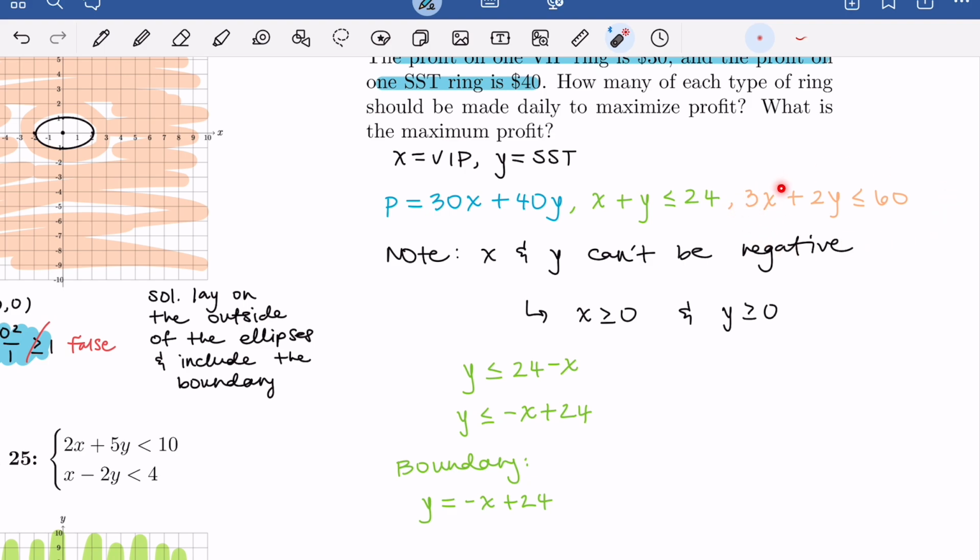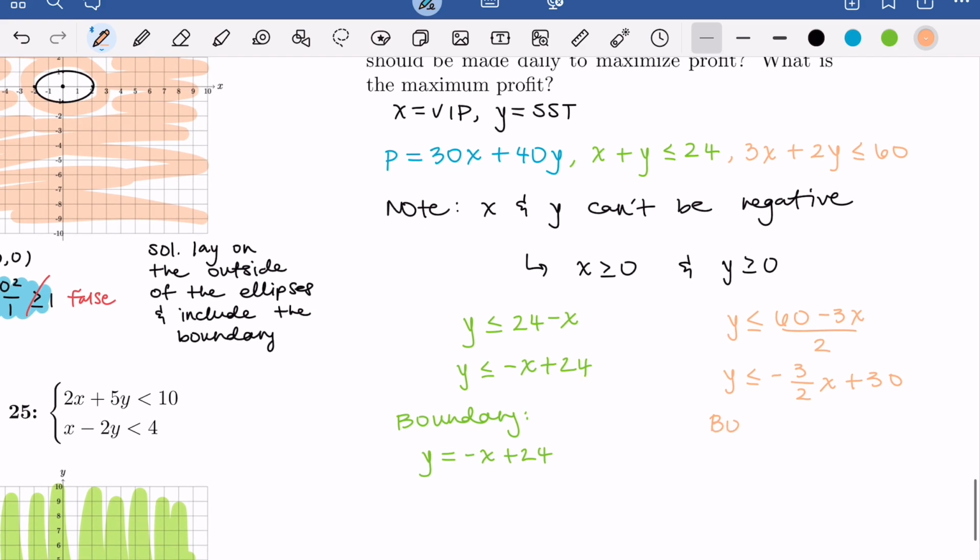Now similarly, we're going to do the same thing with this second inequality. We want to write this in mx plus b form. So we're going to subtract 3x on both sides of this inequality and then divide by 2 to get y completely alone. So y is going to be less than or equal to 60 minus 3x, and then we're dividing that by 2. In our mx plus b form, this is going to be negative 3 over 2 x plus 30, since we're doing 60 divided by 2. Our boundary in this case is the equation y equals this expression. So now we can graph both of these lines, the boundaries for these inequalities.